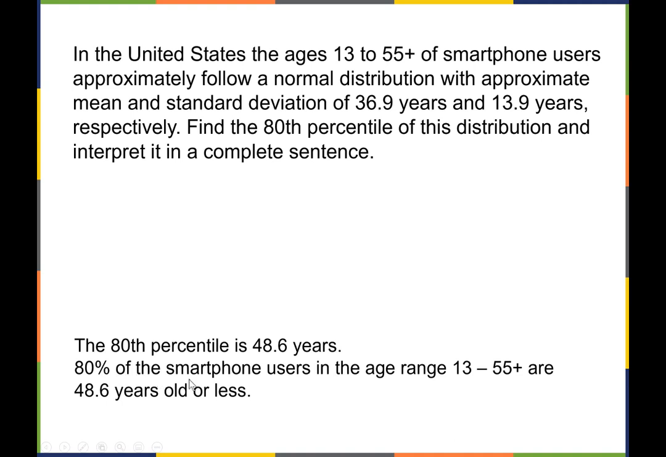The 80th percentile is 48.6 years. That means that 80% of smartphone users are in the age range 13 to 55 and are 48.6 years old or less. That's what the 80th percentile means. 20% are going to be older than 48.6 years.